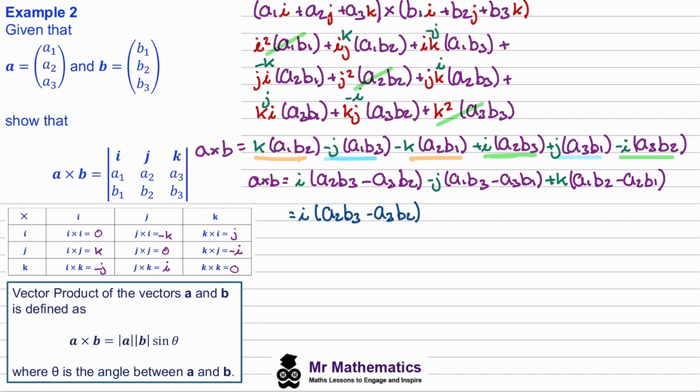If we move on to the j term, this will be minus j. We'll cross out this column and this row. Then we'll have A1B3 minus A3B1. And then plus the k. So we'll eliminate this row and this column. We'll multiply the A1 by the B2, take away the A2 multiplied by B1. And you can see this is exactly what we get when we cross vector A with vector B. Okay?